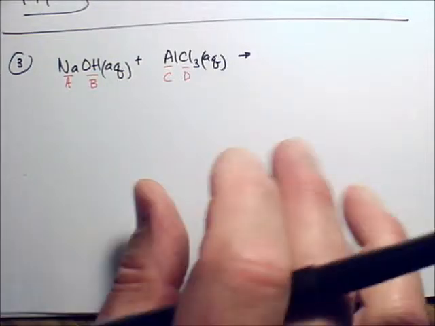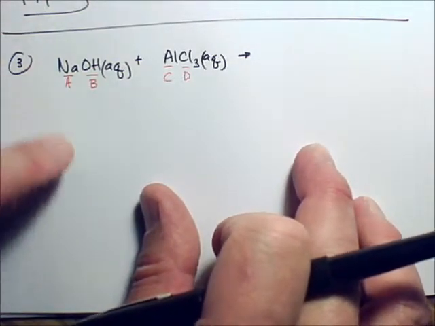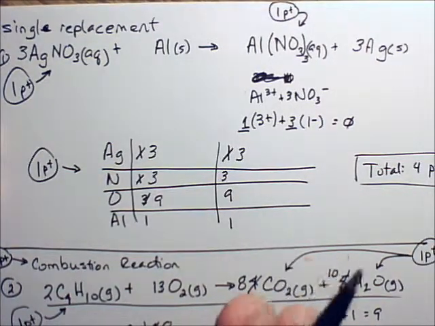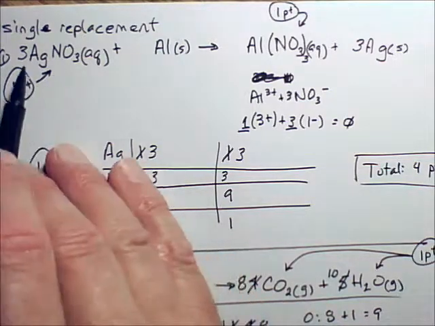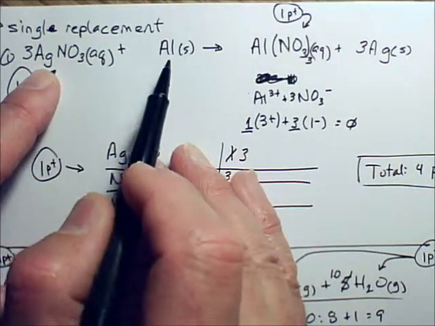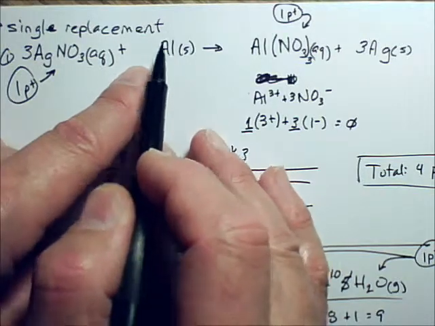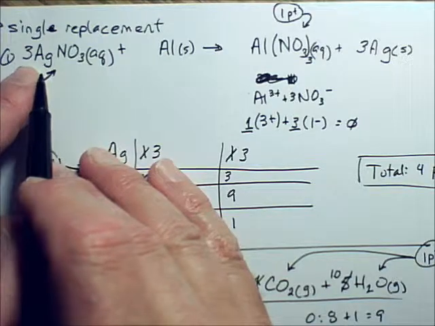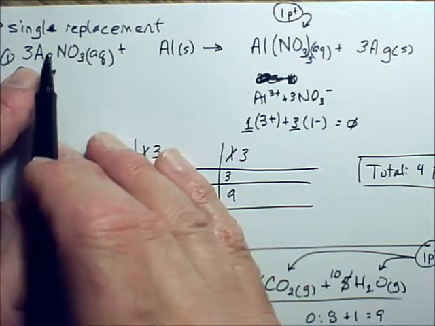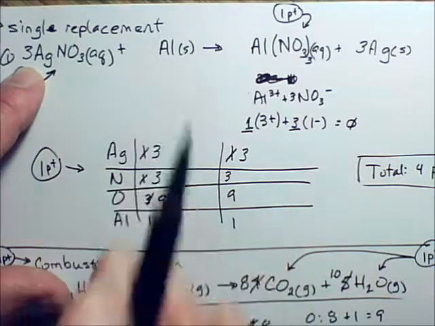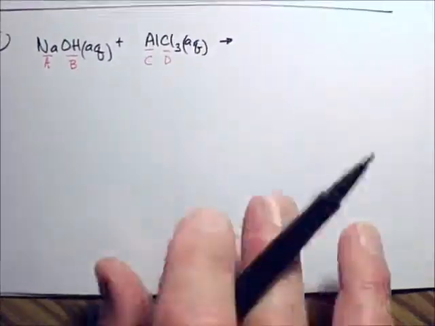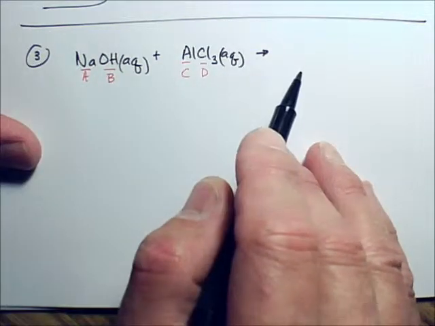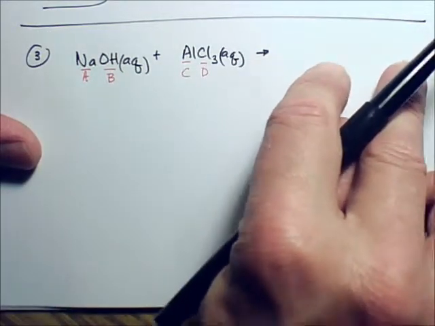Okay, now let me back up real quick to our single replacement. All right, with single replacement reactions, figuring out if you have a driving force was all about the reactants. If the reactant, the element that's by itself, is higher on the activity series than the element that's in the compound, then you have a driving force. But for double replacement reactions, we have to figure out the products before we can figure out this driving force. So for double replacement reactions, the driving force is all about the products.